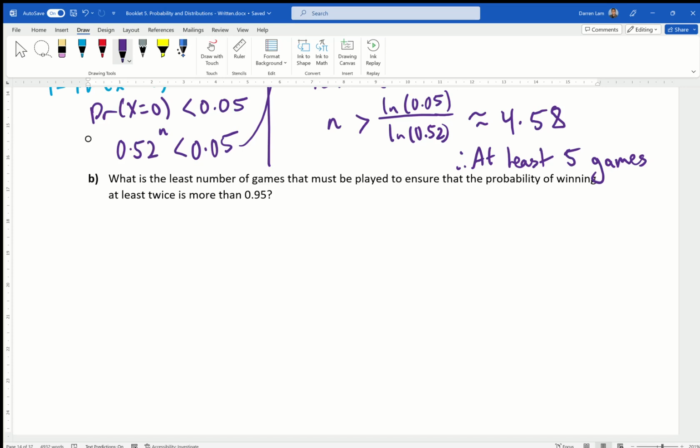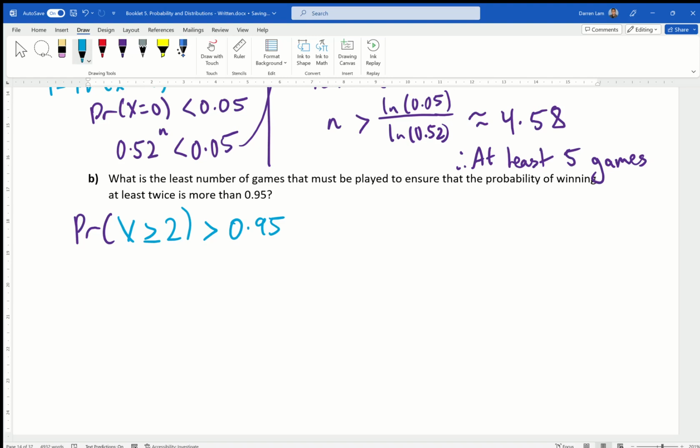Okay, so what is the least number of games that must be played to ensure that the probability of winning at least twice is more than 0.95? You cannot do this by hand, and I'll show you why. Probability of x being greater than or equal to 2 is greater than 0.95. That's what the question's asking, right? At least twice, so x is greater than or equal to 2.